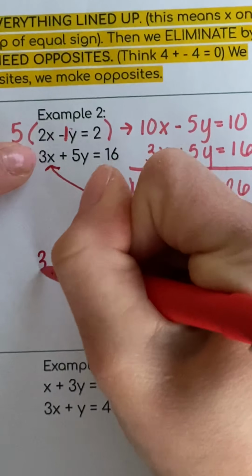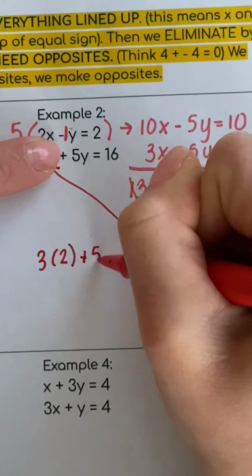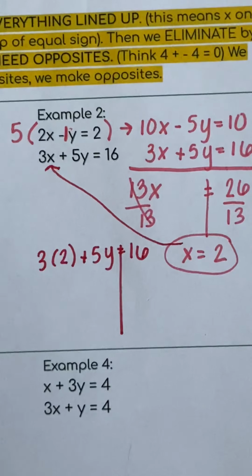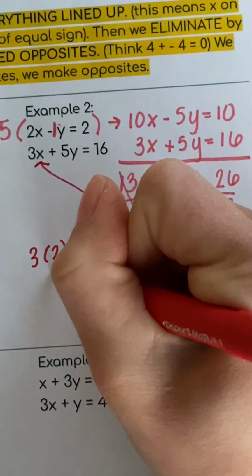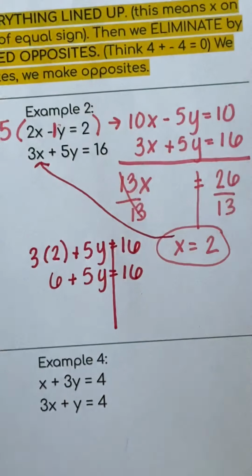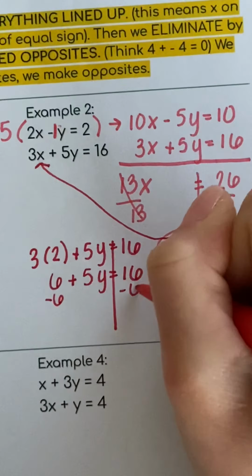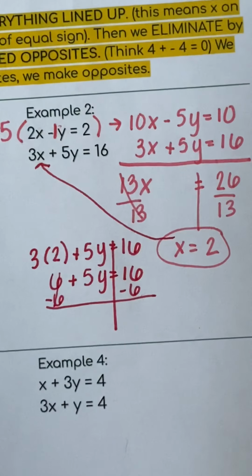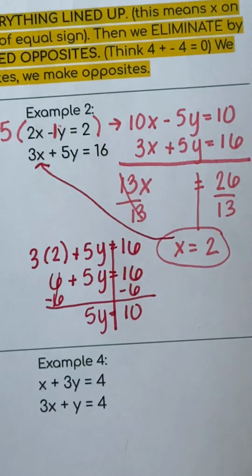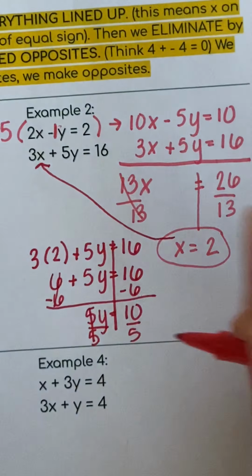So we have 3 times 2 plus 5y equals 16. 3 times 2 is 6. 6 plus 5y equals 16. Subtract 6 on both sides. And we have 5y equals 10. Divide both sides by 5. And what do you get for y?